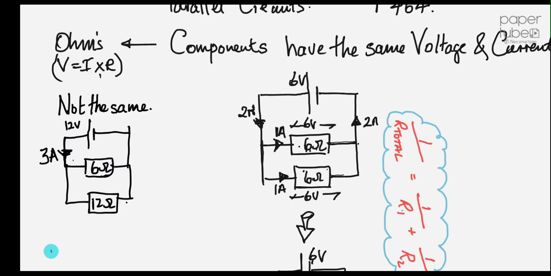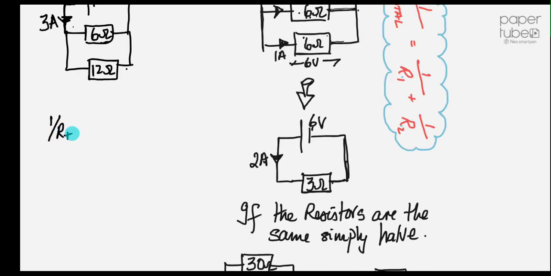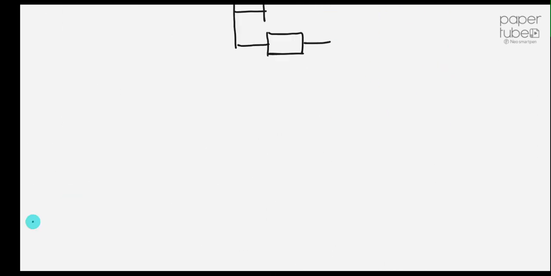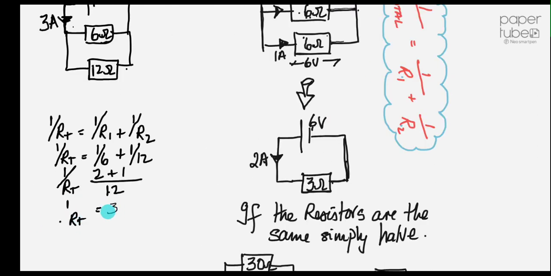So let's go for our rule. 1 over R total is 1 over R1 plus 1 over R2. So now I'm going to sub, there's R1 and there's R2. So 1 over R total is 1 over 6 plus 1 over 12. Common denominator is 12. 2 twelfths is the same as a sixth, and 1 twelfth is the same as 1 twelfth. So 1 over R total is equal to 3 over 12.